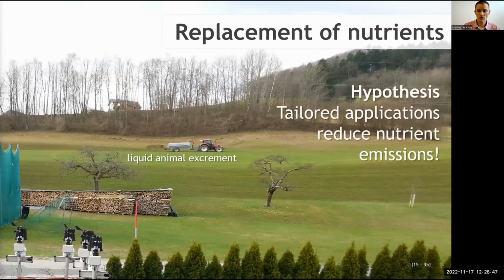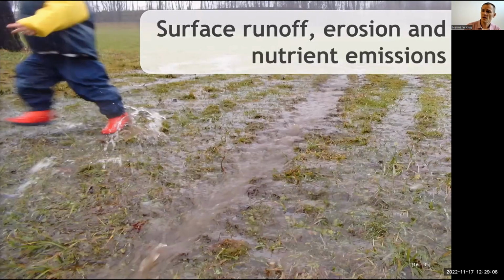So our assumption was that a tailored application could reduce nutrient emissions when we inform the farmers in due time when it would be best to bring the fertilizers without losing them through heavy rainfall events. This is how it looks after heavy rainfall on a slope fertilized like you have seen before.